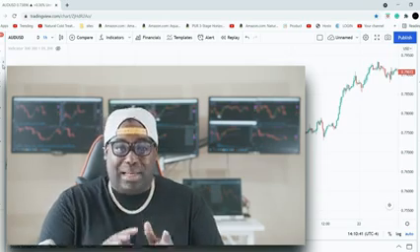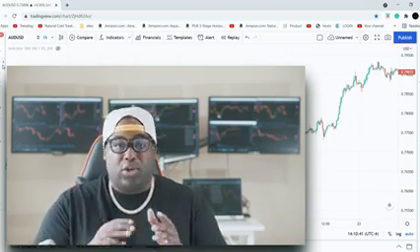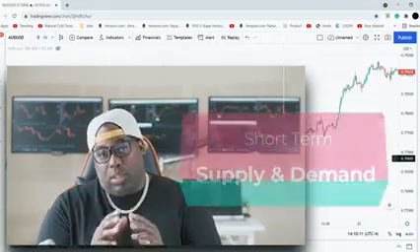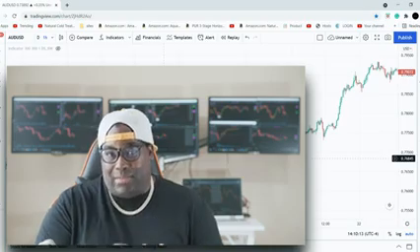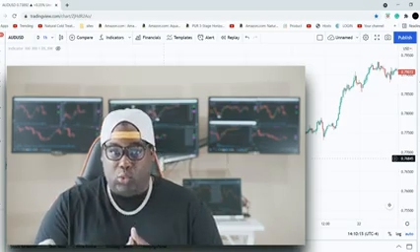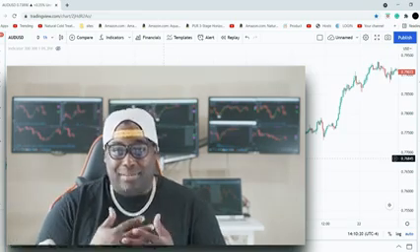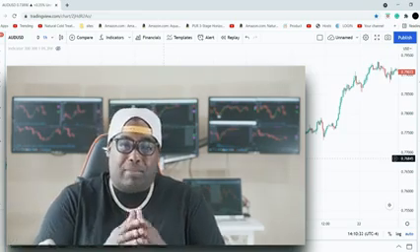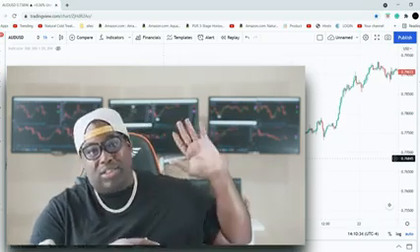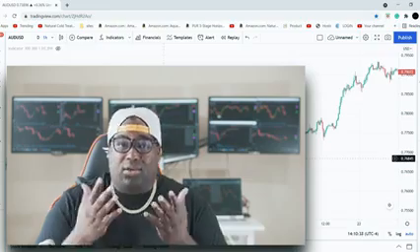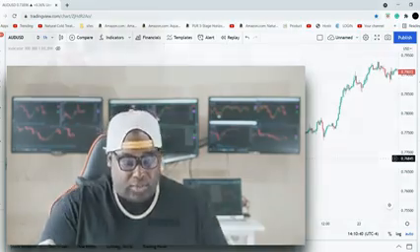Now, when it comes to supply and demand, I use something called short-term supply and demand. Let me show you guys real quick. When I was introduced to supply and demand, a lot of these guys would use zones that are so far away. I scalp sometimes, and I'm a day trader, so I can't rely on zones that are so far ahead. So I started to backtest, and I realized the market is a wave machine.